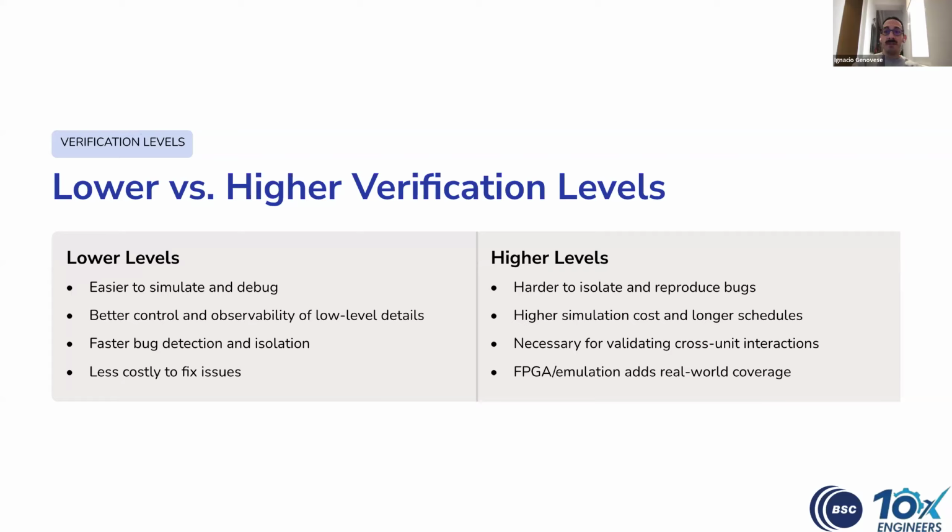At higher level, we sacrifice that visibility, but it's essential for catching integration bugs that only appear when blocks interact. The strategy here is simple. Verify at the lowest level that completely covers what we are testing. And then we scale up methodically. We don't move to system level until the blocks beneath are solid. Otherwise, we might face a failure and it becomes a guessing game on where the bug might be.